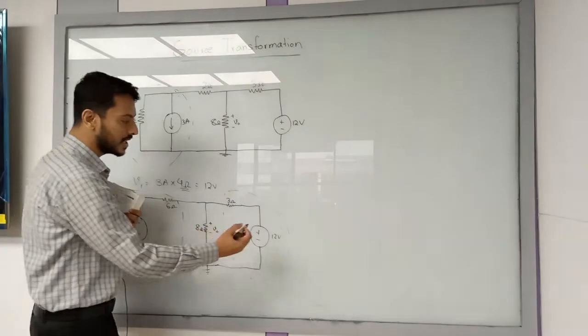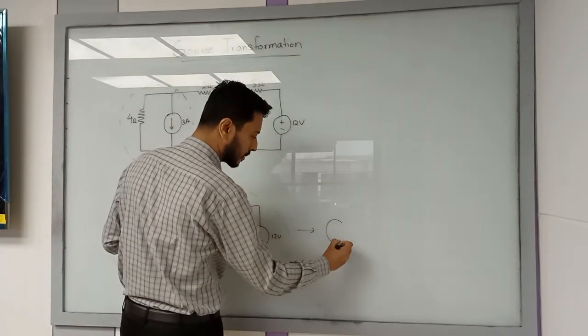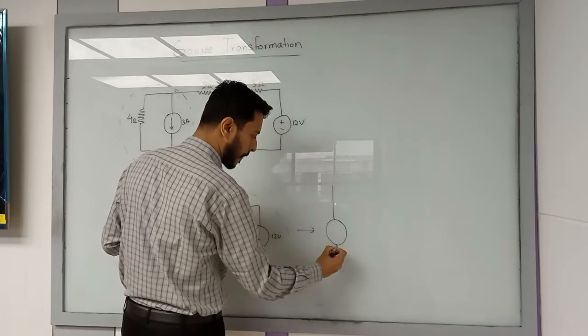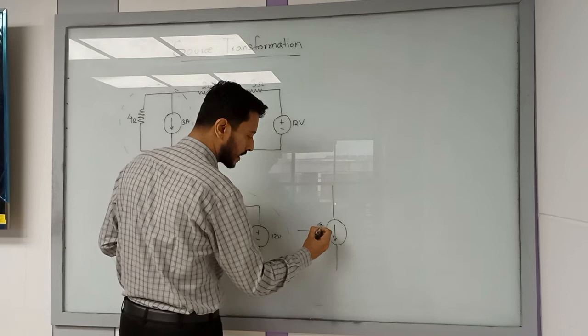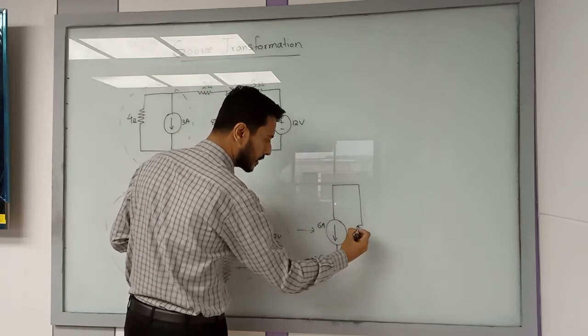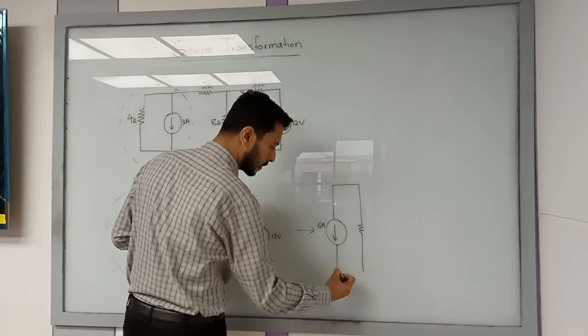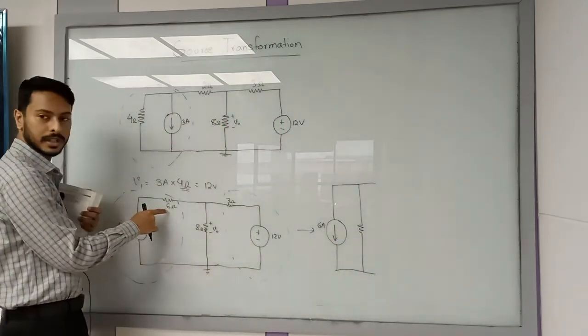So you can replace this circuit by a current source. The direction of the current will be downwards, which will be 6 ampere, and there will be a resistor in parallel with it. And the value of the resistor will be 6 ohm.